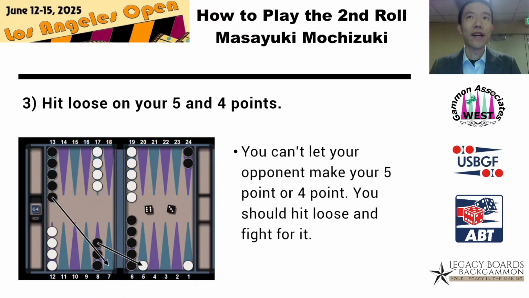So we are already at rule number 3: hit rules on your 5 point and 4 point. This rule is probably most important for beginners or intermediate players because they don't hit enough. As soon as you see a blot on your 5 point or 4 point, you have to hit. I know you are afraid of getting hit back, but you can't just sit and wait as he's developing even further. So you have to hit on the 5 point or 4 point. That's an important point, and it's worth fighting for.